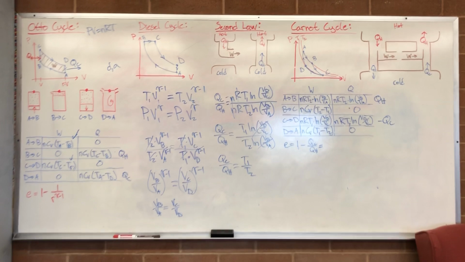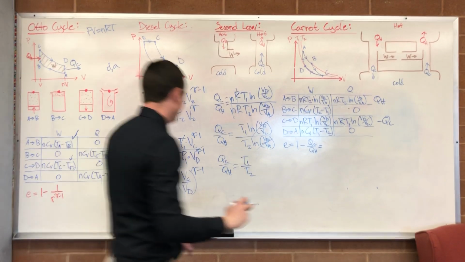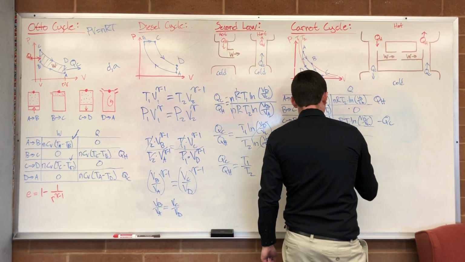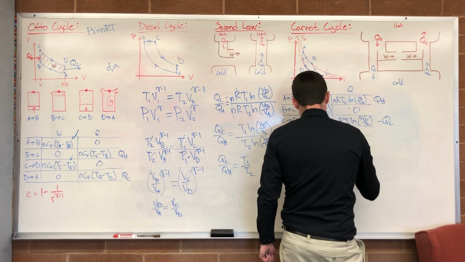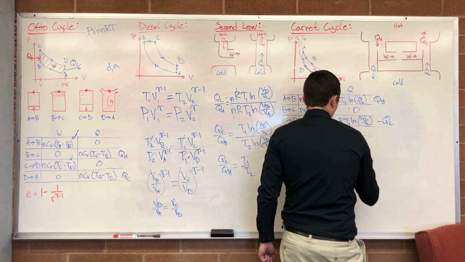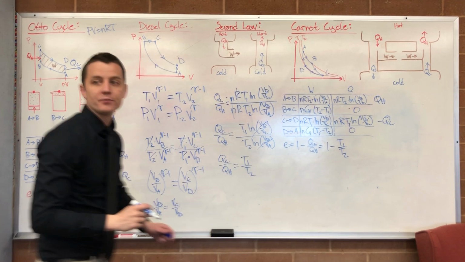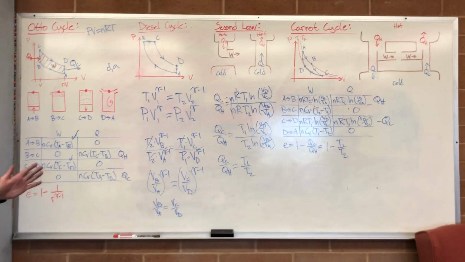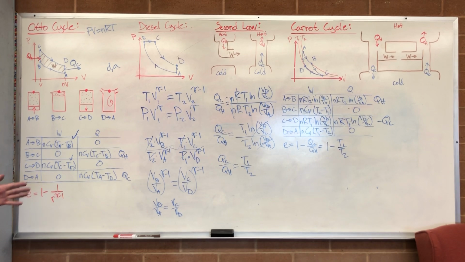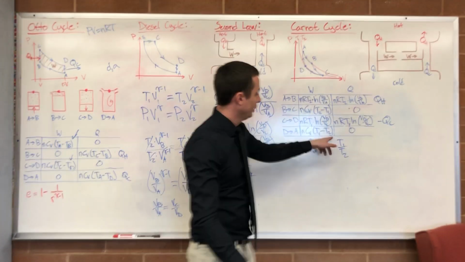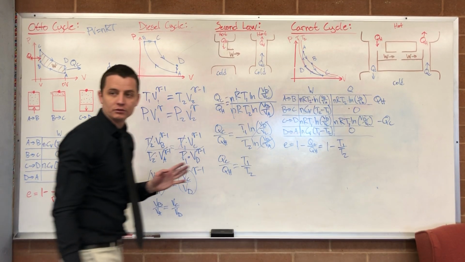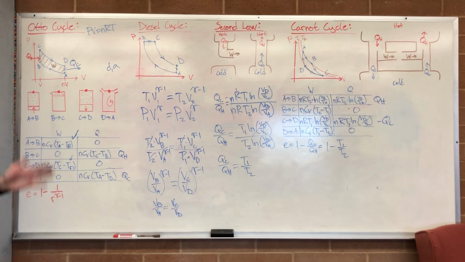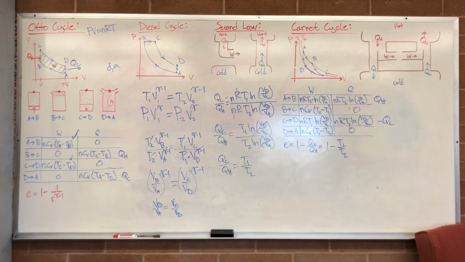Good. Okay, and so there we have our efficiency. E is equal to 1 minus T1 over T2. And that is your maximum possible efficiency, where T1 is the temperature of your cold source and T2 is the temperature of your hot source. This is your max theoretical efficiency. You can't be more efficient than that with a heat engine.